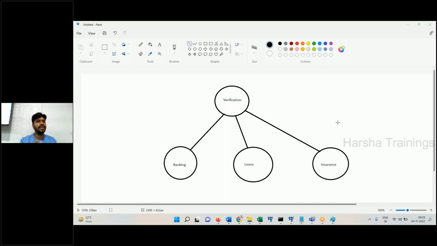Everyone clear so far about inheritance? I'll come to PEGA inheritance after some time. These are all generic things.